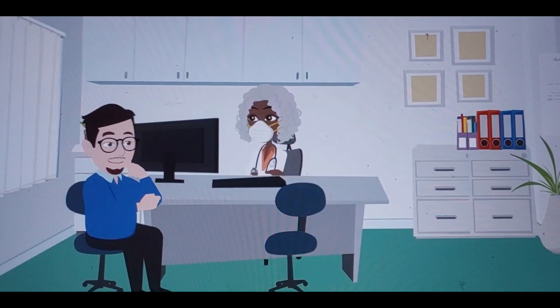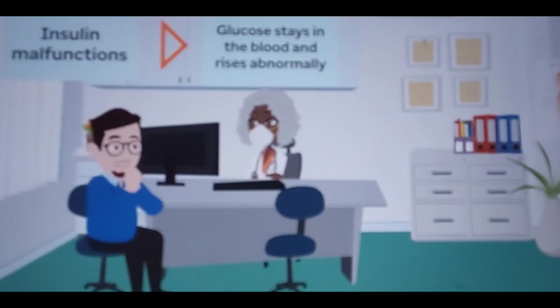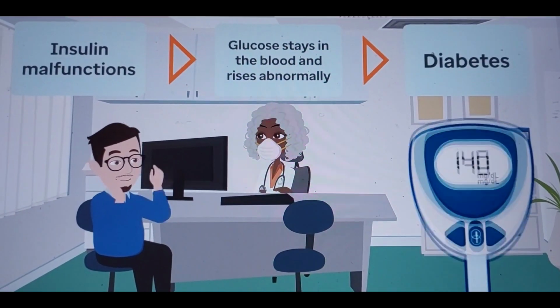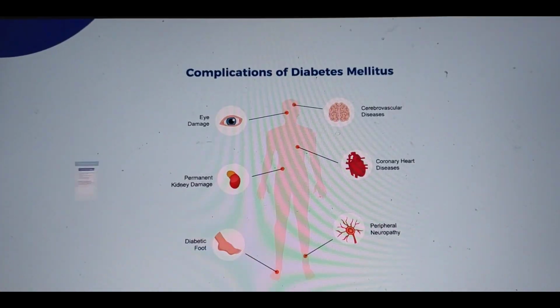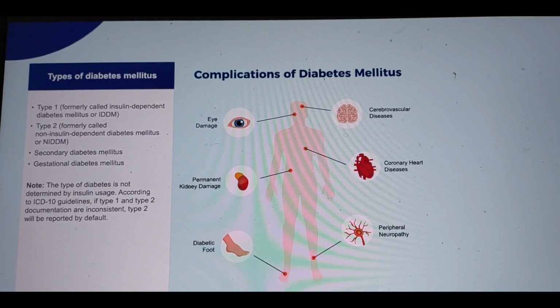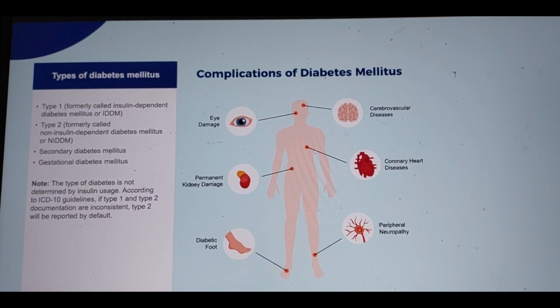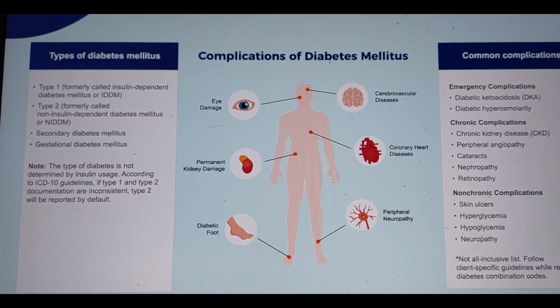What happens when the body stops making insulin, produces it insufficiently, or is unable to utilize what it produced? One word: diabetes. Diabetes can be of different types. Type 1 and Type 2 diabetes are the two most common forms of diabetes mellitus, and they can lead to several complications which can be based on severity.